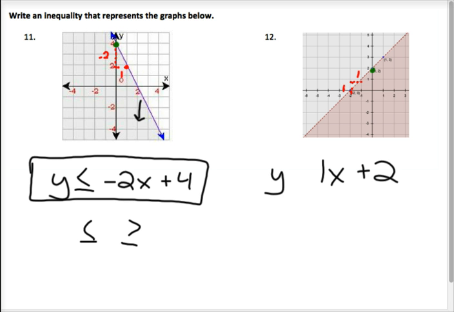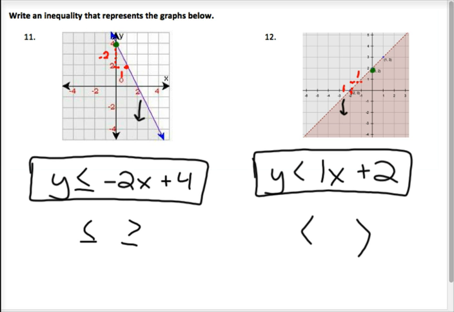So once I've identified how I'm going to represent this line, now I need to determine my inequality sign. So this time I see a dashed line. Remember, dashed line means it is not or equal to, it is strictly greater than or strictly less than. And again, it's everywhere underneath my line that's being shaded. So remember, underneath the line means we are getting a less than symbol. And so this is how you're going to properly write that inequality.